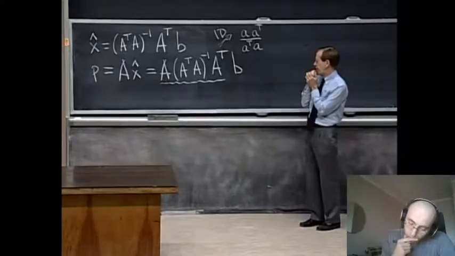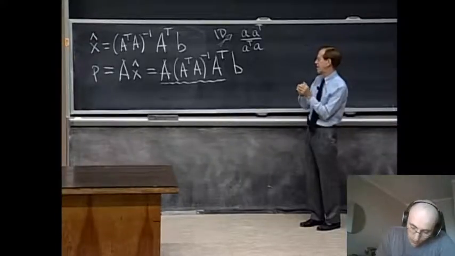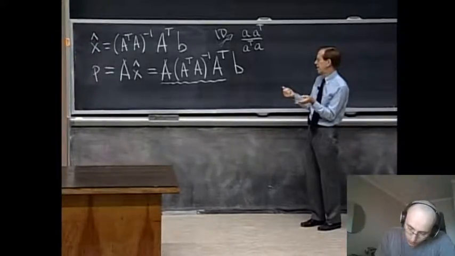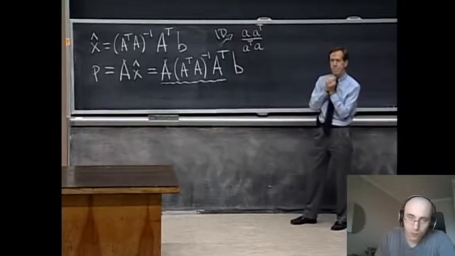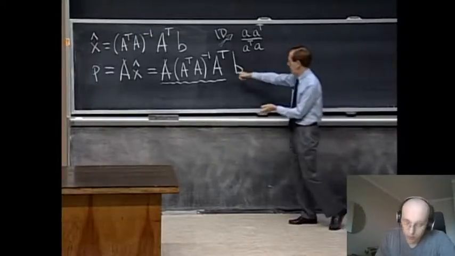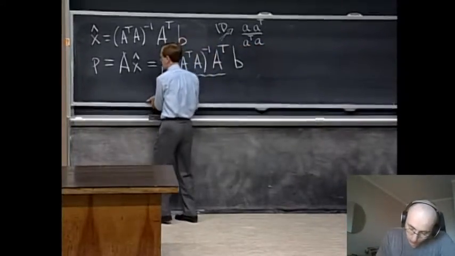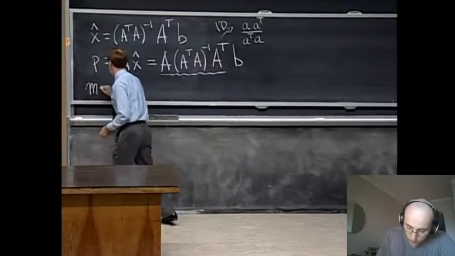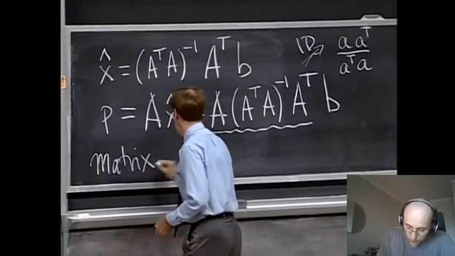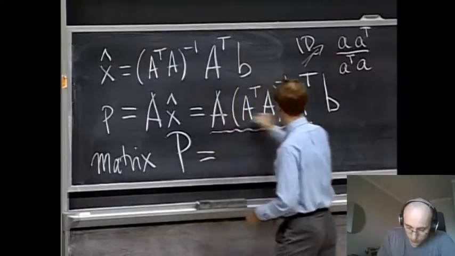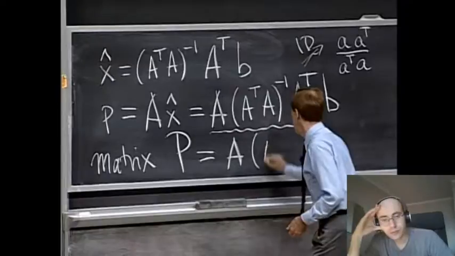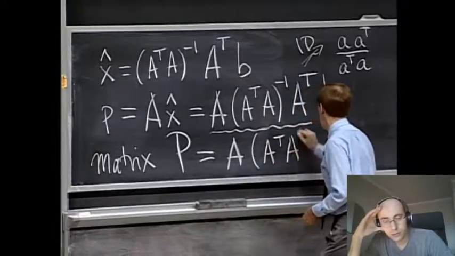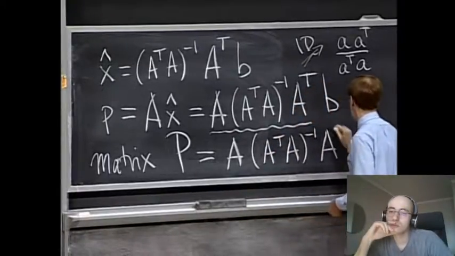And now tell me, what's the projection matrix? What matrix is multiplying B to give the projection? This one, the underlined one. There it is. I even already underlined it by accident. The projection matrix, which I call capital P, is this. It's that thing. Shall I write it again? A times A transpose A inverse times A transpose.